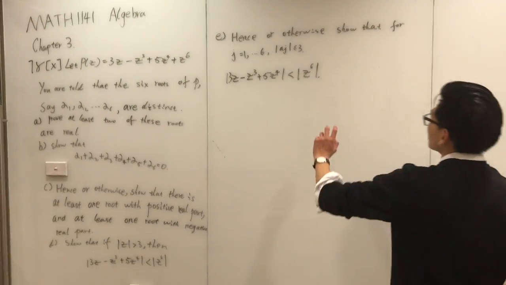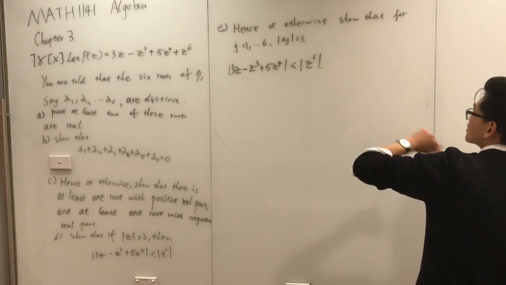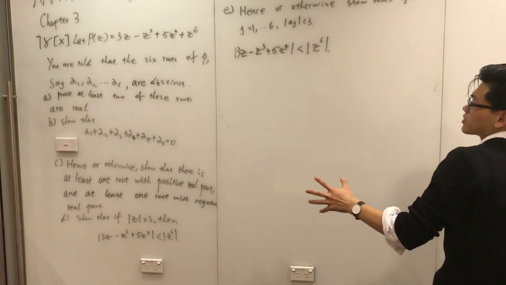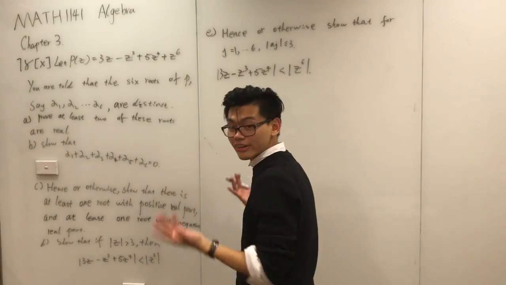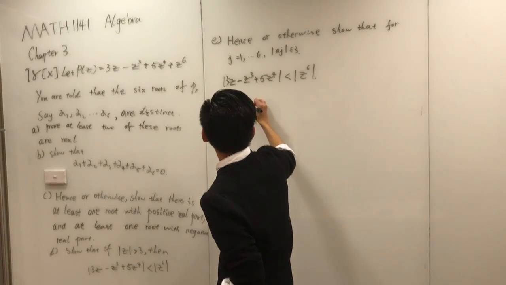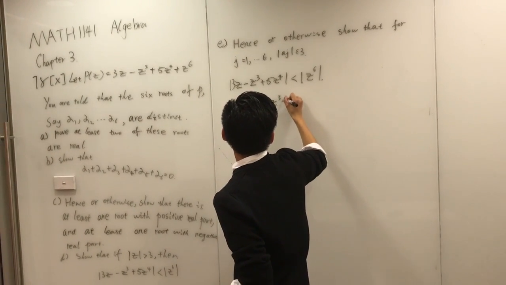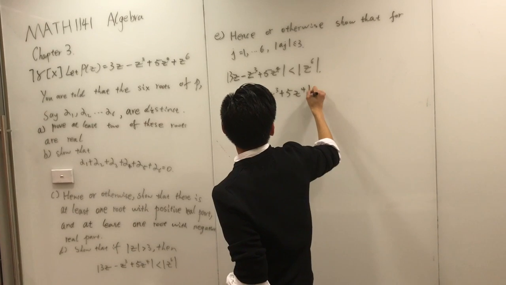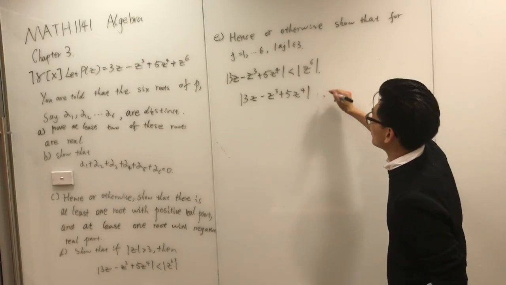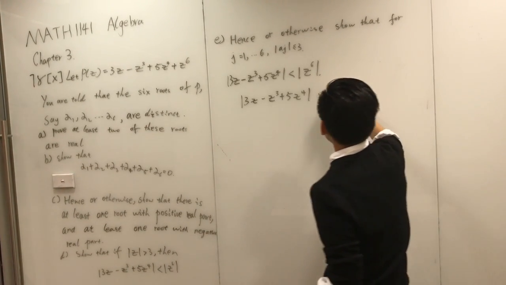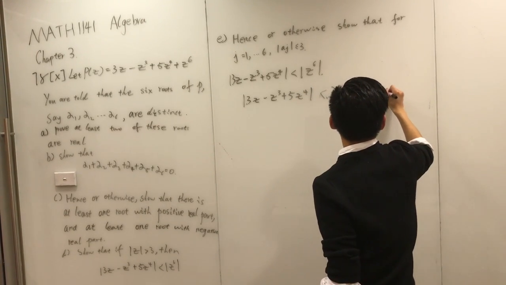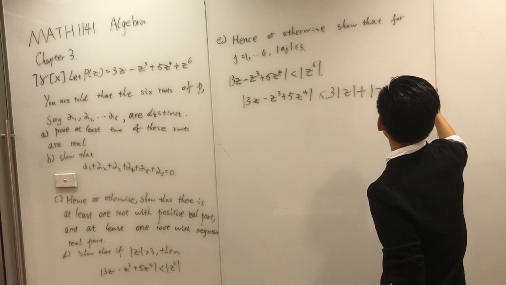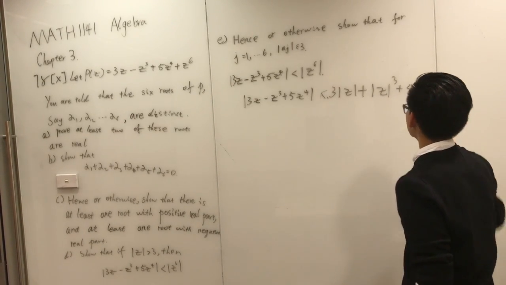Now, when we look at |3z − z³ + 5z⁴|, the obvious thing we need to think about is to break it down. So, how do we break it down? We can use the triangle inequality, right? So, we can write this as |3z| + |z³| + |5z⁴|.